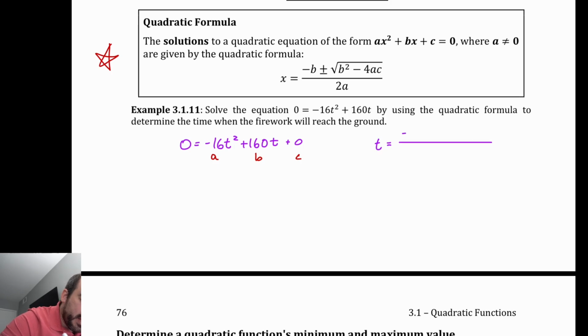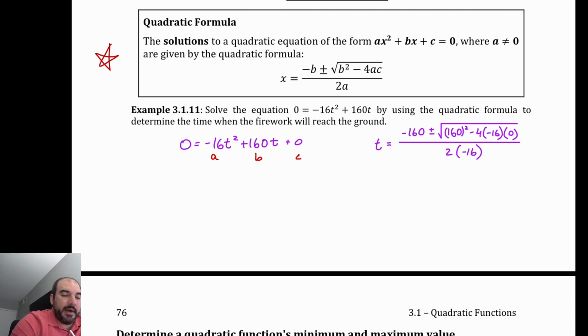Negative b will be negative 160 plus or minus a long square root. b squared will be 160 squared minus 4 times a, which is negative 16, times c, which is 0. So we have to extend this square root, extend this fraction. So 4 times a times c, and then over 2 times a, which is negative 16.